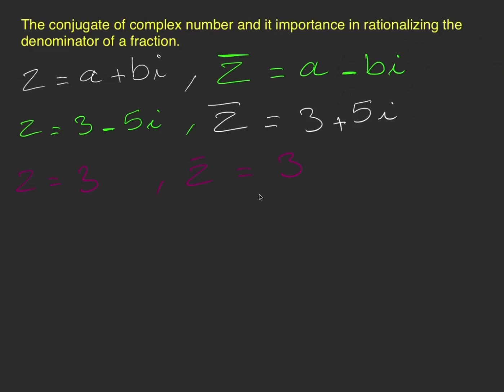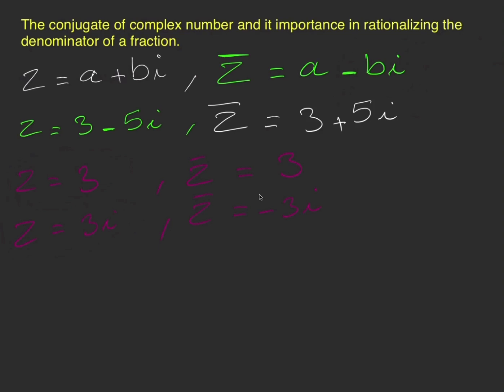And if we have, for example, Z is equal to 3i, the conjugate is going to be just negative 3i. Just switch the sign of the last part, because in this case it's the same thing, just a is equal to 0, and here b is equal to 0. If we change the sign of 0, it's still 0, it doesn't change anything. So let's see what it is useful for.